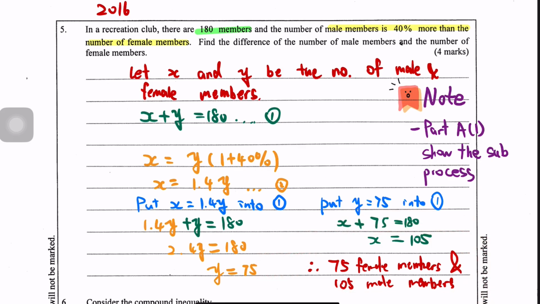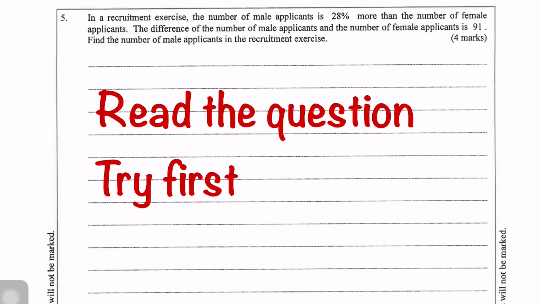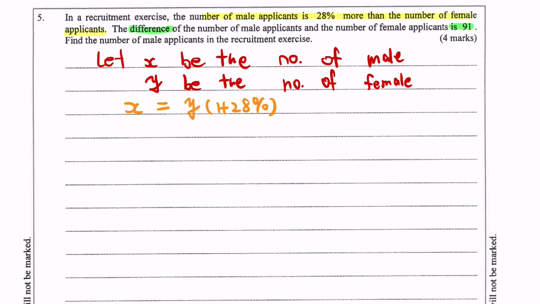Okay, so after this question, I will go through the next question with you, but only write the equation. Solving the equation, you can do by yourself. It's you taking the DSE, so try the question by yourself. After we let the unknowns, we need to find the relationship between the male and female. The first sentence tells you that 28% more than the number of females means that male applicants have more, right? So X equals Y plus 1.28%. So simplify it a bit: 1.28Y equals X.